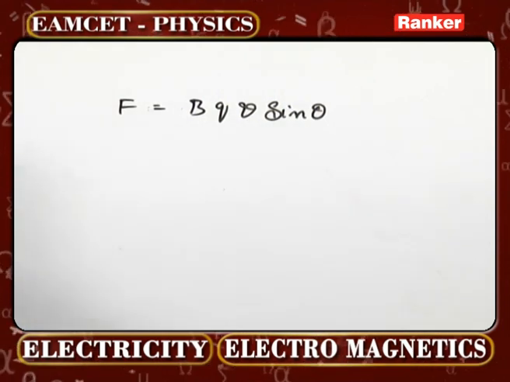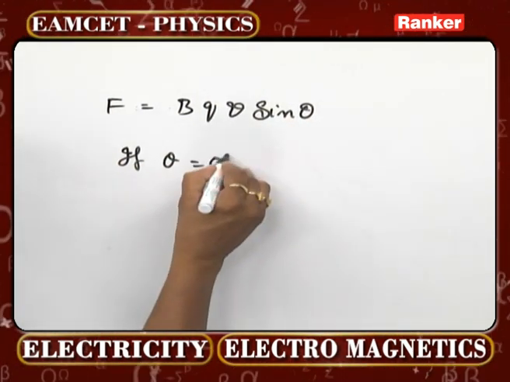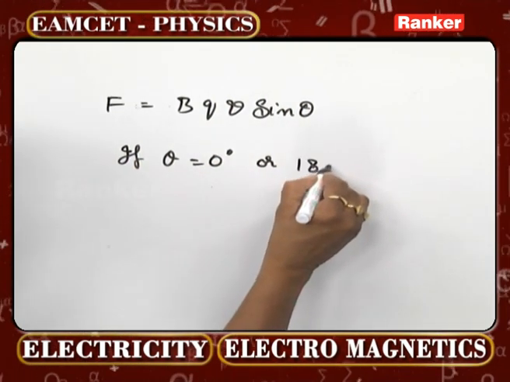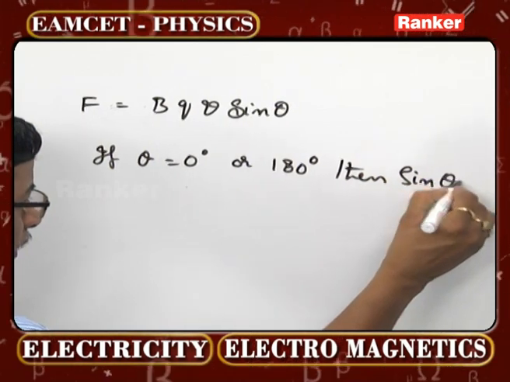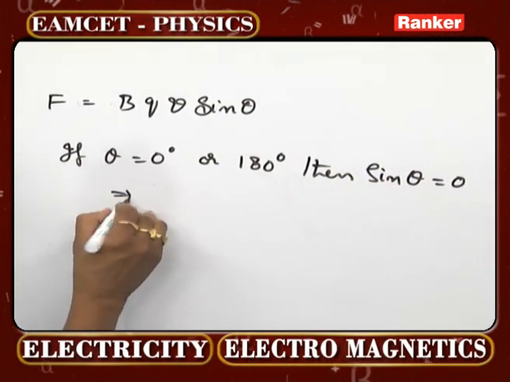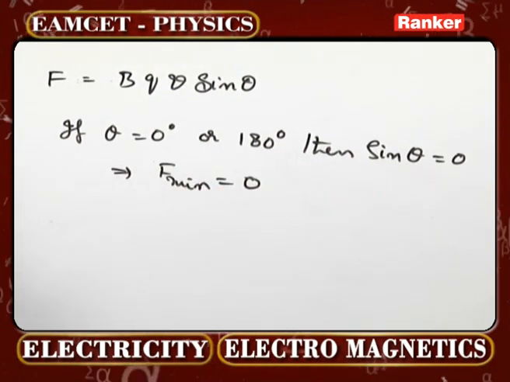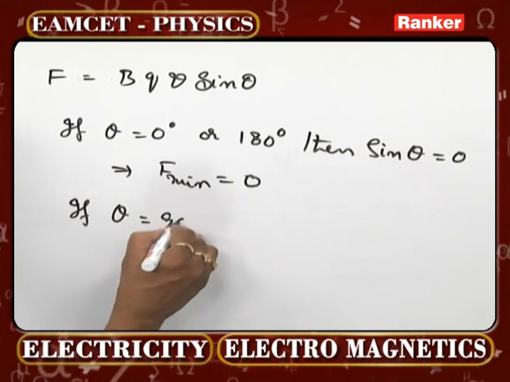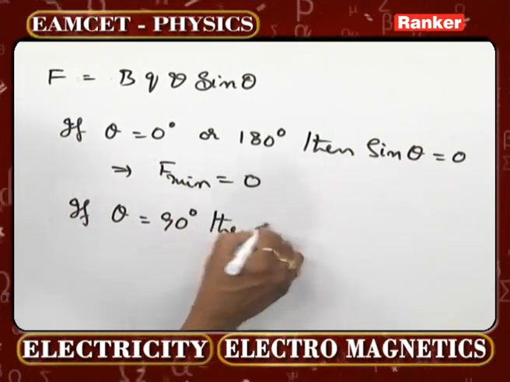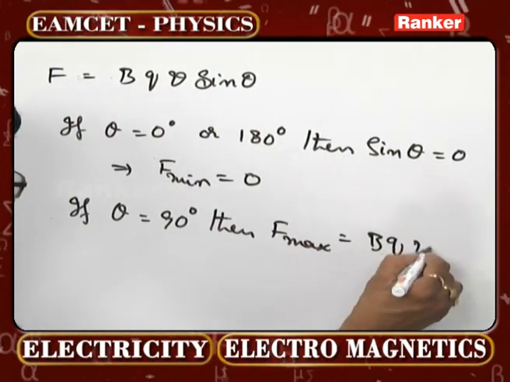This is actually the formula. But all of you should understand, if theta is either 0 or 180, then sin theta is becoming 0. Then what will be the force thereby? That will be minimum and its value will be 0. What is the maximum value of this? If theta becomes 90 degrees, then of course the force becomes maximum and its formula will be BQV.